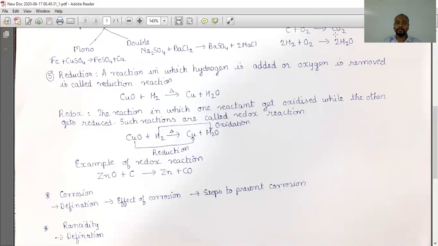So moving on to the next topic, rancidity. Rancidity is the condition produced by the aerial oxidation of food which consists of oil and fat, which creates an unpleasant smell. Rancidity can be prevented by adding antioxidants to food containing fats and oils.